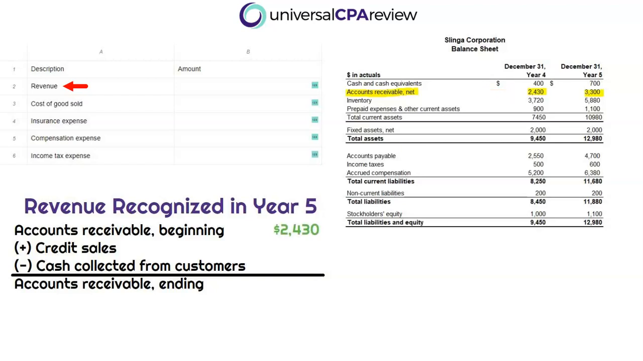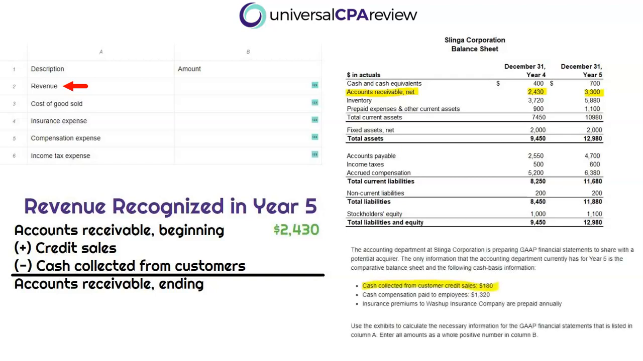Now we need to figure out the credit sales, because that's going to be the amount of revenue to recognize during year 5. And when we think about what decreases accounts receivable, that's when we collect the cash from customers. Going back to the simulation prompt, it tells us that cash collected during year 5 from customers was $180. I'm going to put that in there as negative because that reduces the AR account. And then our final amount here is going to be the accounts receivable ending balance, and that is $3,300.